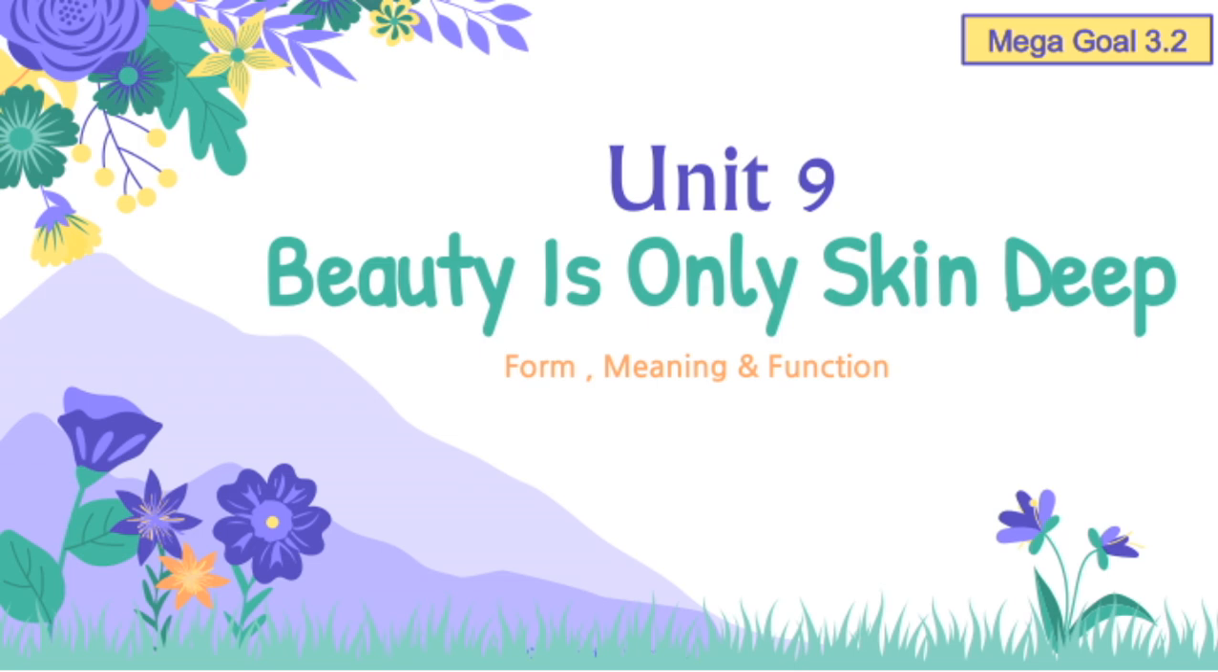We're going to explore Mega Goal 3.2, focusing on form, meaning, and function. This is part of Unit 9, titled Beauty is Only Skin Deep. Over the next few slides, we'll dive into how language shapes our understanding of beauty and appearance, and how form and meaning work together. So let's get started and enjoy the journey.